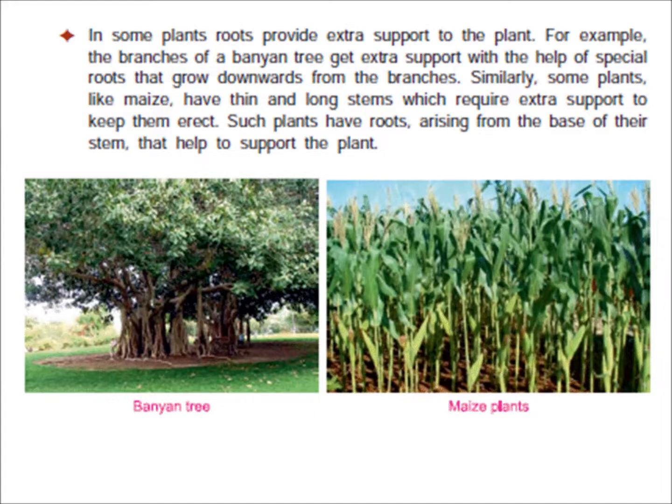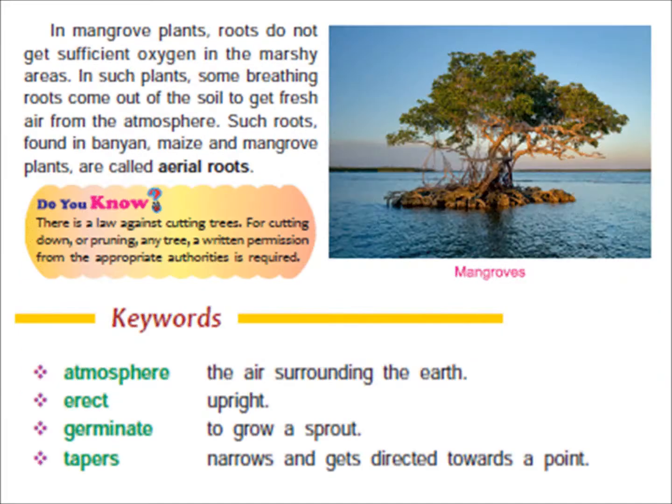In mangrove plants, roots do not get sufficient oxygen in the marshy area. In such plants, some breathing roots come out of the soil to get fresh air from the atmosphere. Such roots found in banyan, maize and mangrove plants are called aerial roots. Sometimes roots of the plant do not get sufficient oxygen, which is needed for the plant. Some breathing roots come out of the soil to get fresh air from the atmosphere. They are called aerial roots.